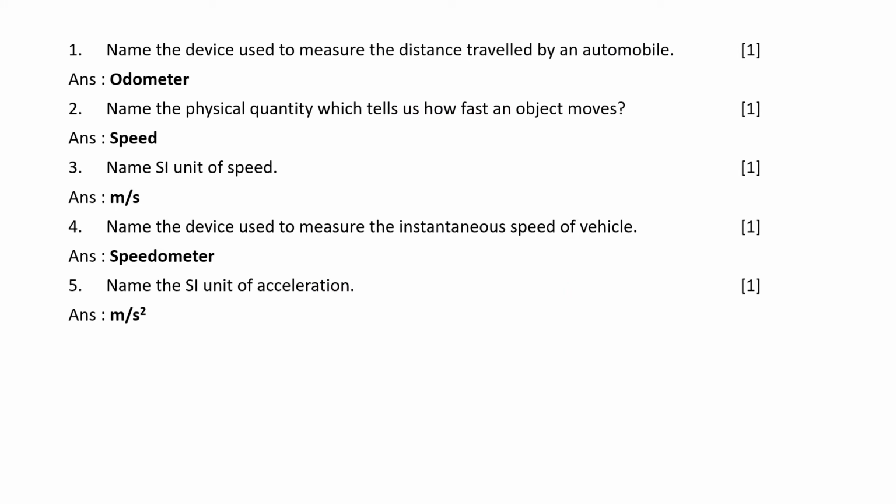The 1 mark questions, you have almost done correctly, but you have to be very careful while writing the SI units. So the distance is measured by the instrument called odometer. Now in the second question, we have to name the physical quantity which tells us how fast an object moves. So here we only want to know how fast it moves and not in which direction. So the answer is speed, and speed is enough to know how fast it moves. Then the SI unit of speed is meter per second. Be careful with that. Then the instantaneous speed of the vehicle is given by the speedometer, that everybody knew.